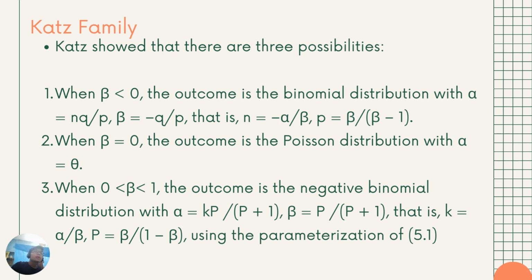Where beta is less than zero, the outcome is the binomial distribution with n, p, and beta equal to minus q by p. When beta is equal to zero, the outcome is the Poisson distribution with alpha equal to theta. When beta lies between 0 and 1, the outcome is the negative binomial distribution with alpha equal to kp by p plus 1 and beta equal to p by p plus 1, that is, k is equal to alpha by beta and p is equal to beta by 1 minus beta, using the parameterizations.